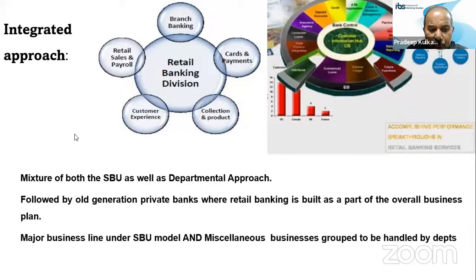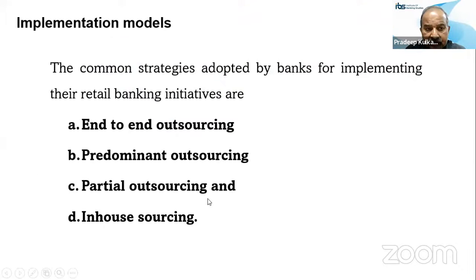The third approach is absolutely integrated: part of the departmental approach and part of the strategic business unit put together. In retail banking, that is known as the integrated approach, which combines SBU as well as the departmental approach. It takes care of aspects which otherwise are not part of them, such as branch banking, card payment, retail sales payroll, customer experience. All these aspects, otherwise managed by different departments, are considered by retail banking in a combined way. One database available on these counts will be used by the retail banking segment also, and adequate advantage is derived. Now, these are the three.